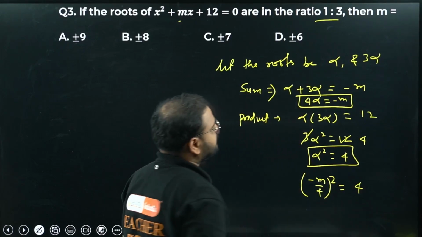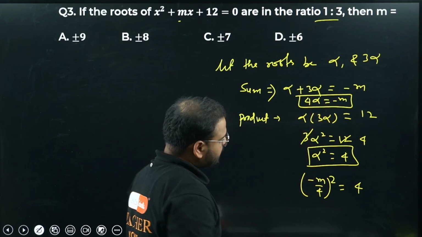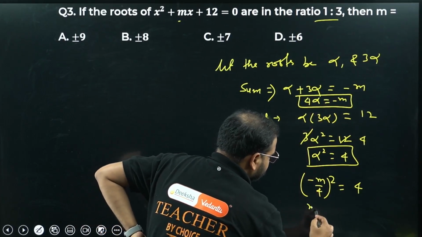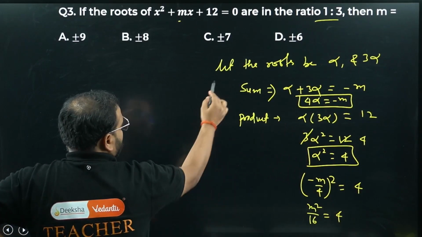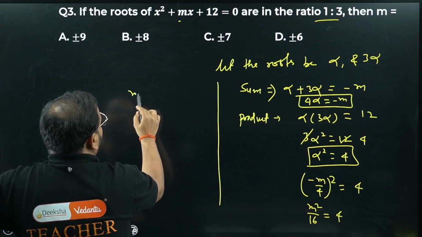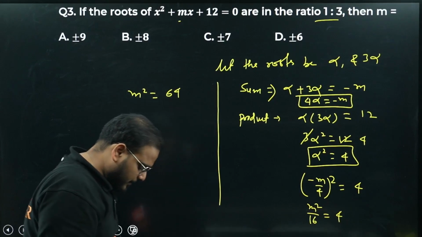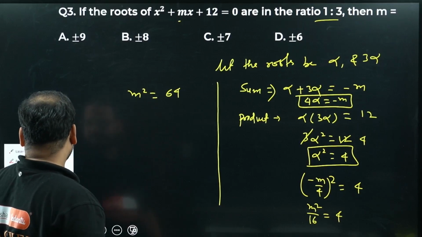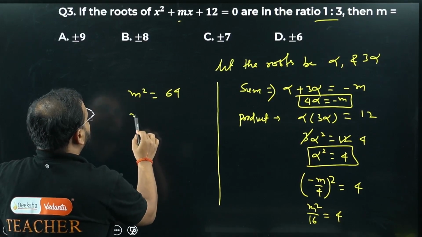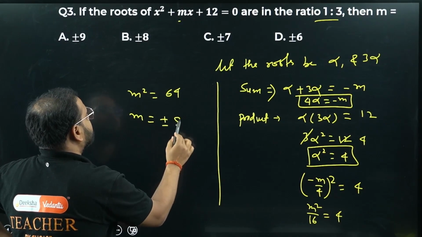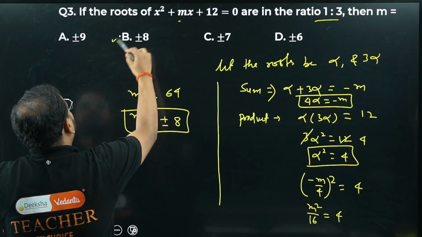Please have a look. 4 alpha is minus m, so alpha is minus m by 4. What am I going to get? M square by 16 equals 4. What am I getting? I'm getting m square equals 64. M square is 64. Okay. So what is m? Plus minus 8. Option number B.